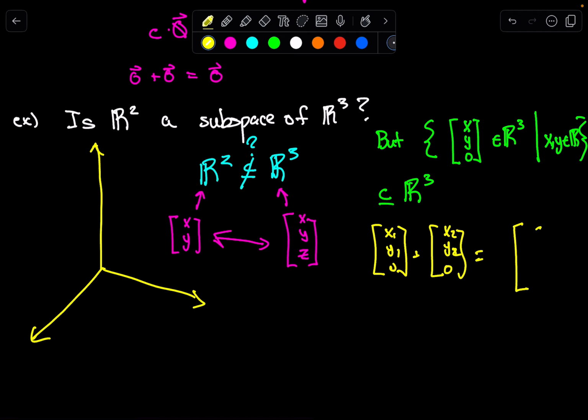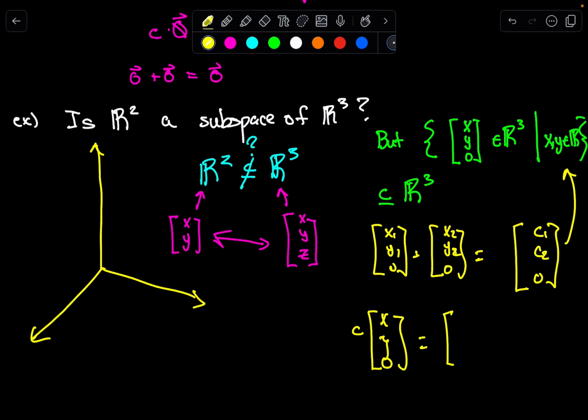and you add some x2, y2, 0, you're going to get something else. Let's call it C1 and C2, 0 on the top. And this definitely fits the criteria of being in this space. So that works as well. Are we closed under scalar multiplication? Absolutely. If you take C and multiply it by x, y, 0, you're just going to get something else. Maybe I'll call it H1 and H2, 0, right?